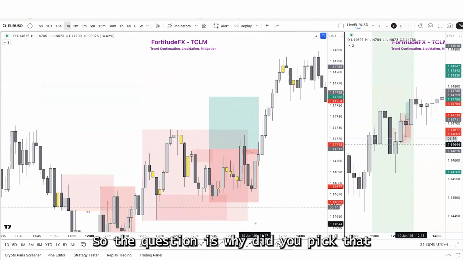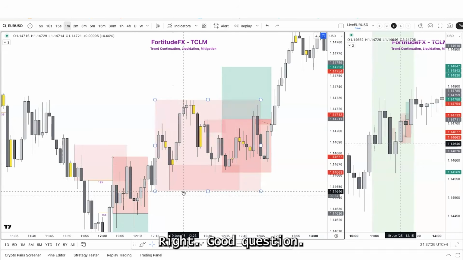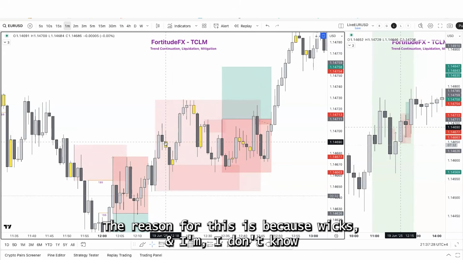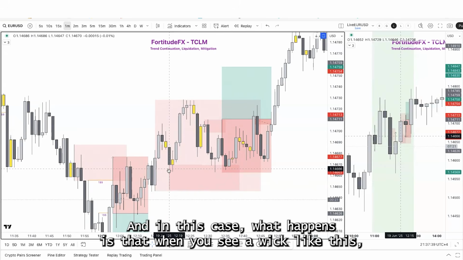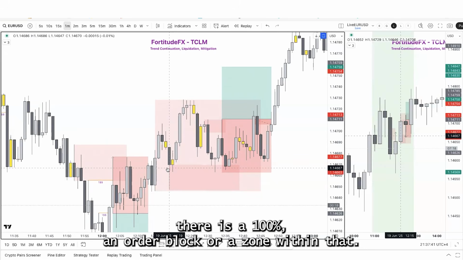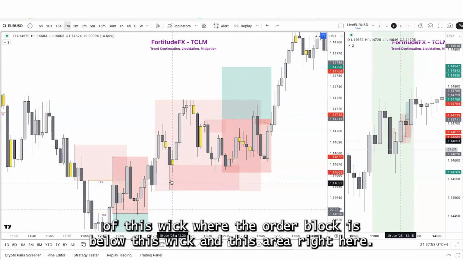So the question is, why did you pick that wick as the zone and not the whole candle? Why did I pick here and not the entire candle? Right, good question. The reason for this is because wicks, and I don't know if you guys know this or not, and you probably do, are one of the most important aspects in trading. When you see a wick like this, there is 100% an order block or a zone within that wick. So if I'm looking at the entirety of this candle, the absolute origin of this wick, where the order block is, is below this wick and this entire area here.